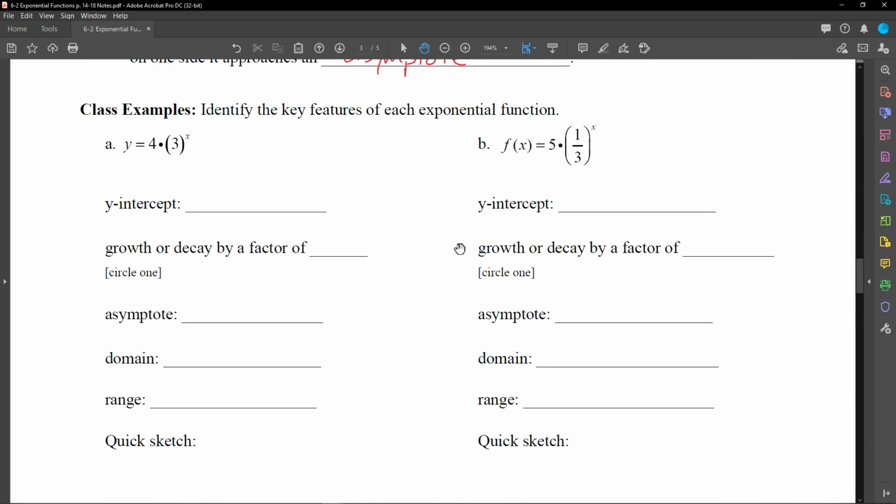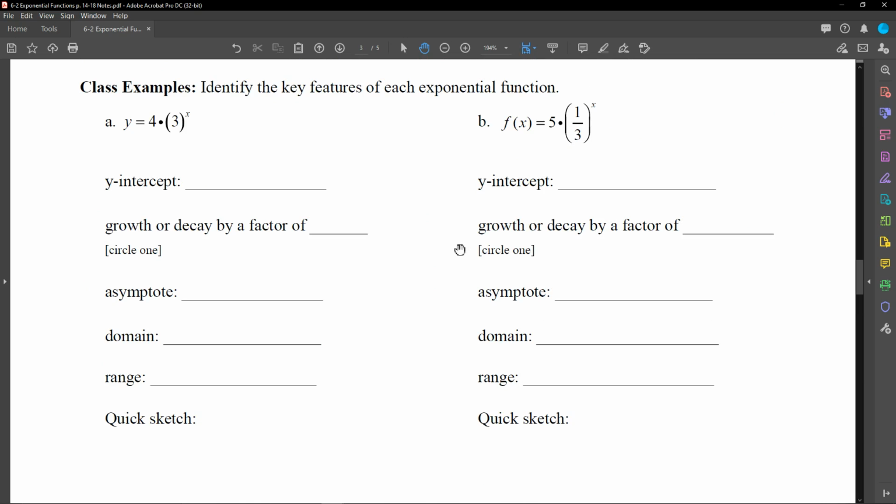Let's go ahead and identify some of these key features from the equations. So for letter A, here we have y equals 4 times 3 to the x. Now, the y-intercept, we know that the y-intercept is where x equals 0. If we were to plug in 0 for x in this equation, we'd have 4 times 3 to the 0. 3 to the 0, anything to the 0 is 1. We have 4 times 1, or just 4. So our y-intercept has coordinates (0, 4).